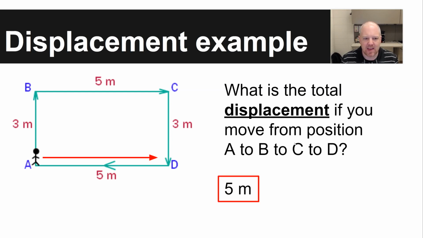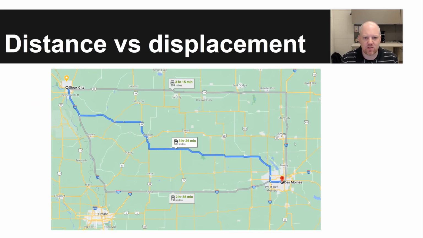So if you went from A to B, B to C, C to D, even though your distance is going to be 11 meters, your displacement is only 5 meters because your start point is A, your finish point is D. And if you went directly from A to D, that's just 5 meters. Distance versus displacement, just another example to sort of show you.